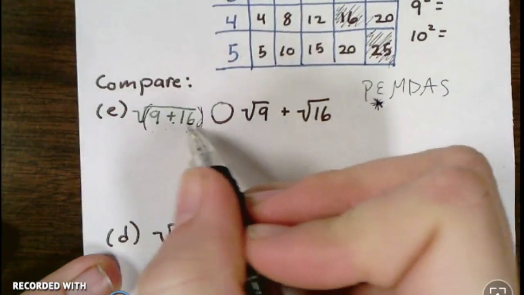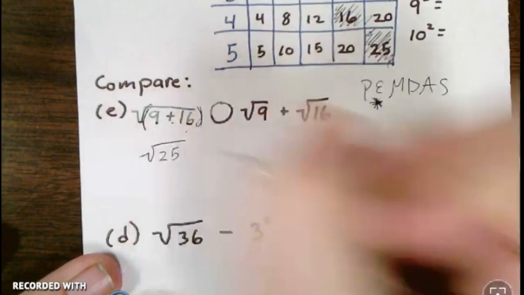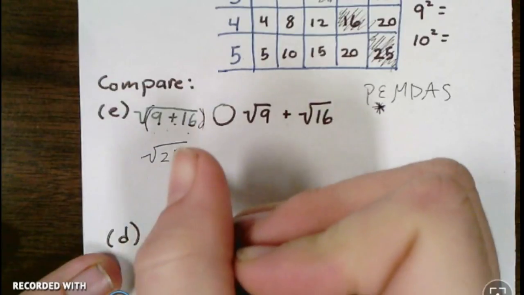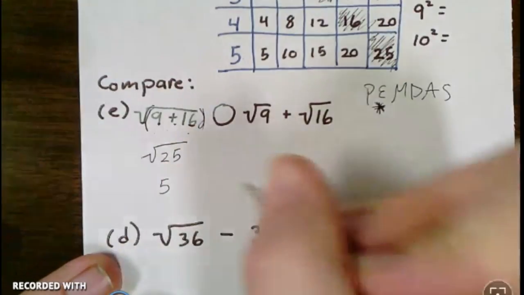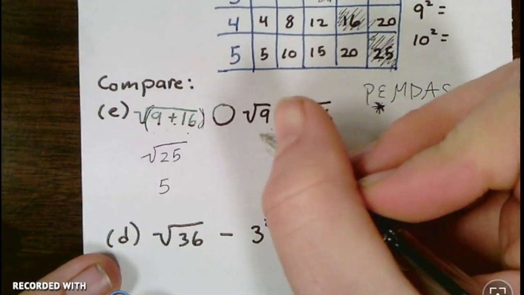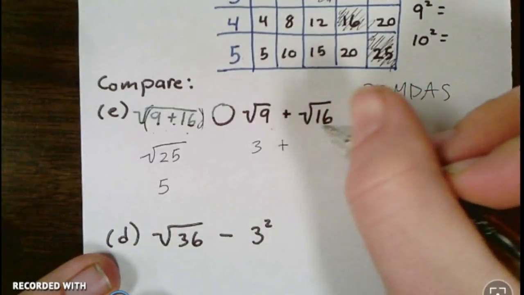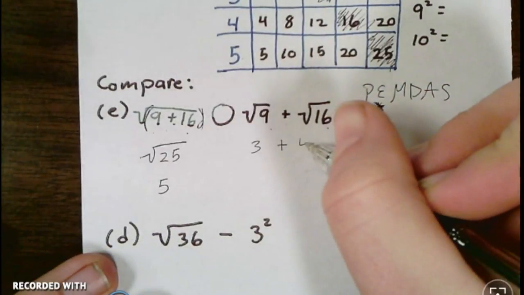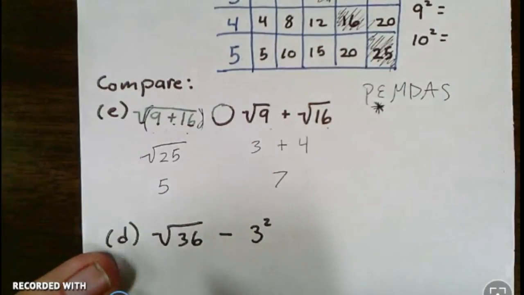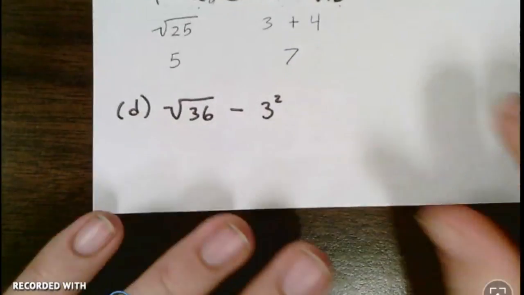So we've got 9 plus 16, which is 25. And now we need to find the square root of 25. So what number times itself is 25? 5. And we want to compare that to the square root of 9 plus the square root of 16. What number times itself is 9? 3. Plus, what number times itself is 16? 3 plus 4 is 7. So which of those numbers is bigger? 7.